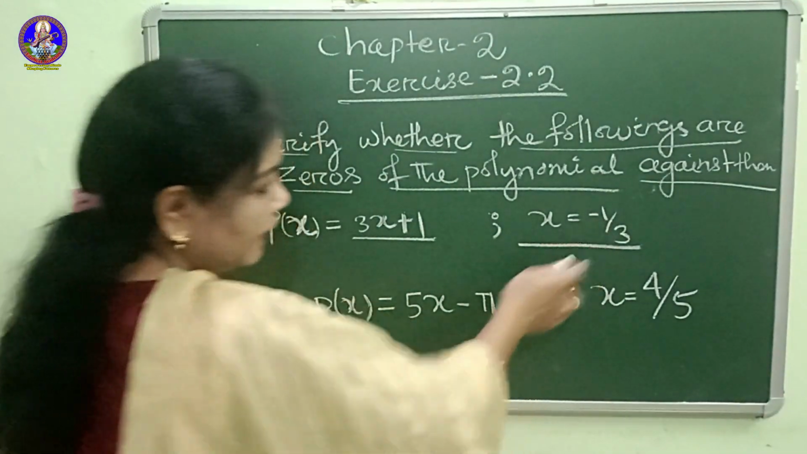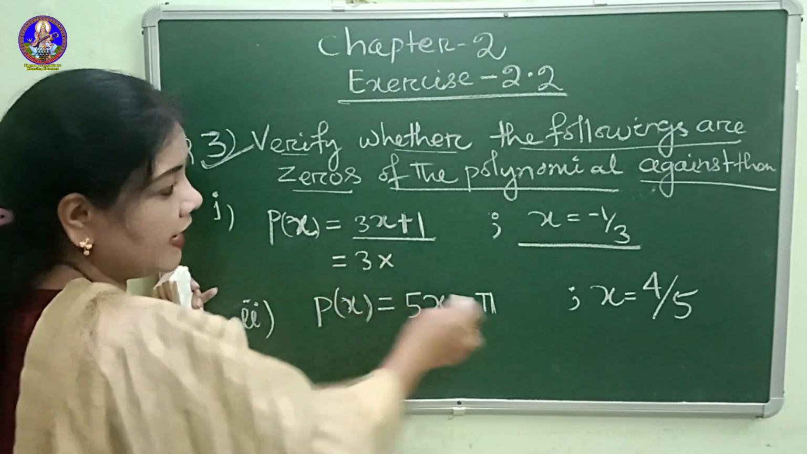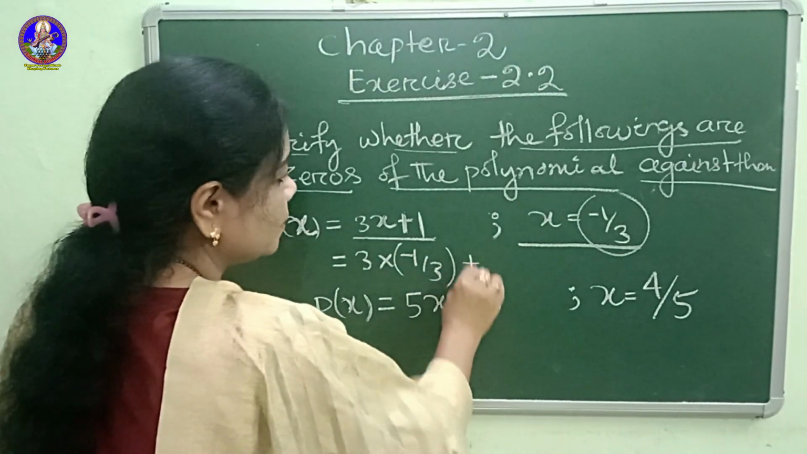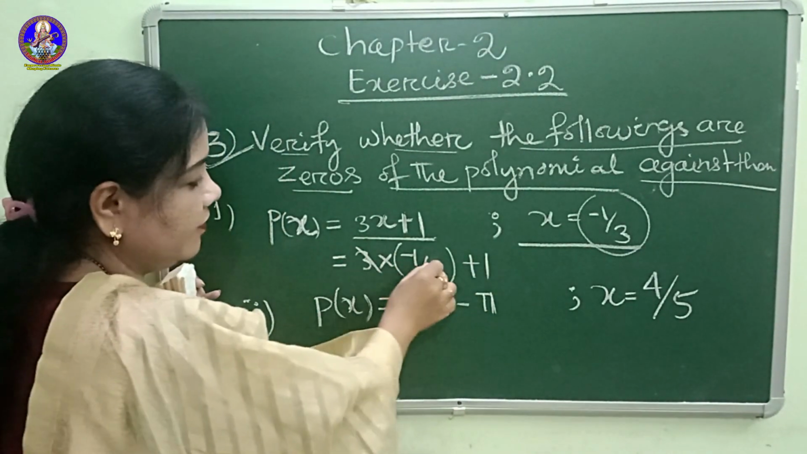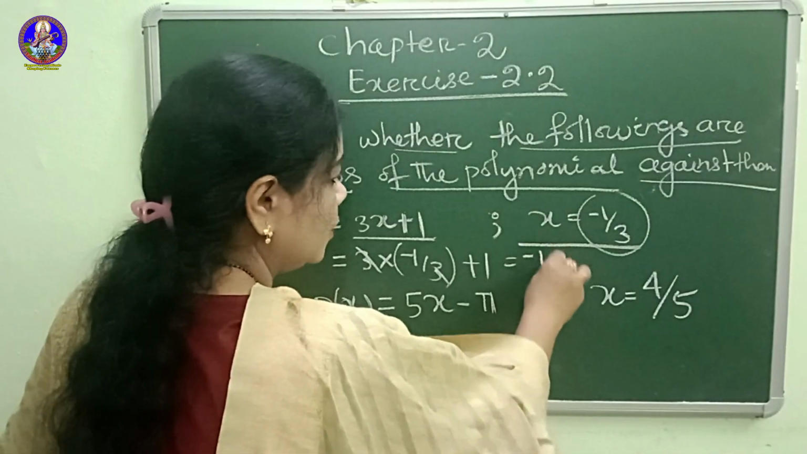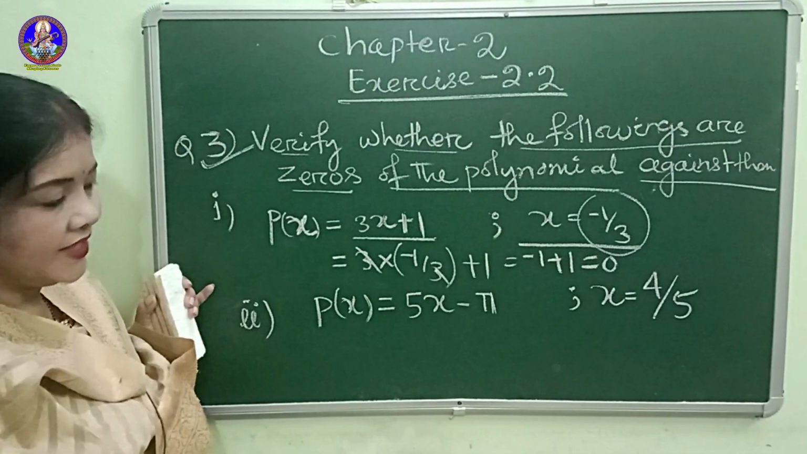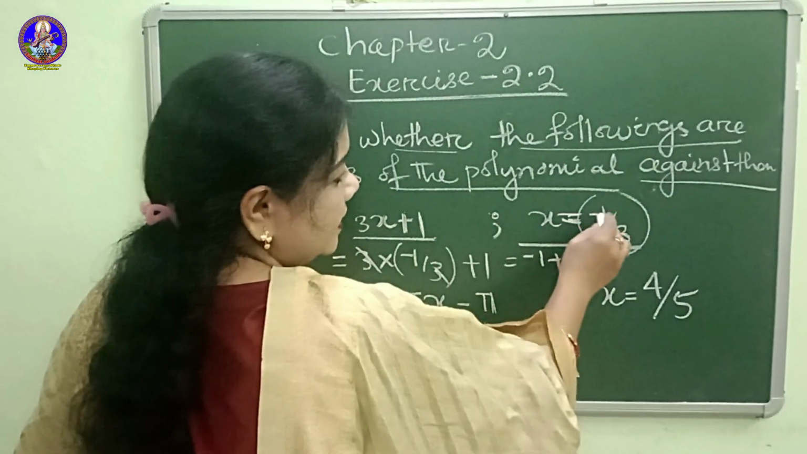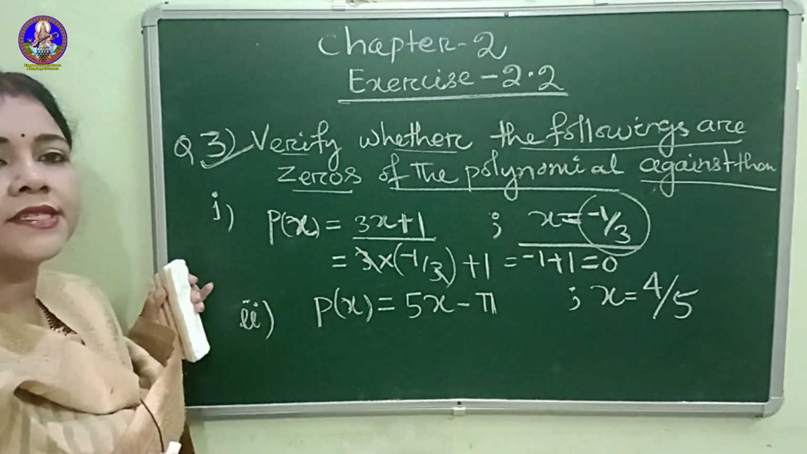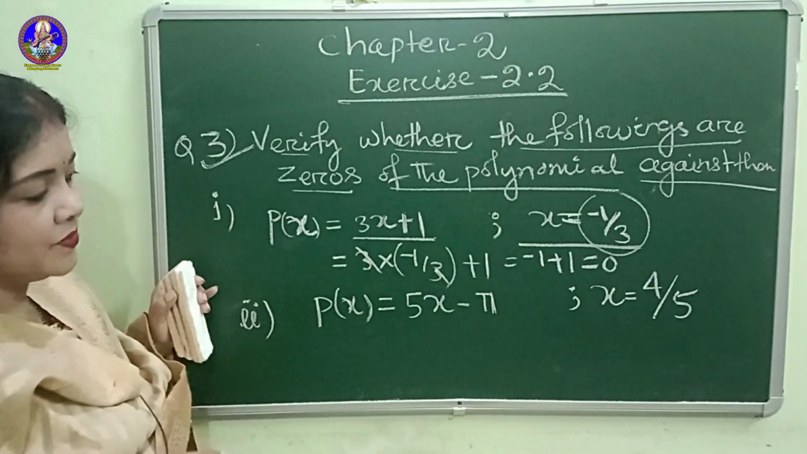So here x is equal to minus 1 by 3. We have to put this value here: 3 times minus 1 by 3 plus 1. The 3s cancel, so this becomes minus 1 plus 1. We got the result as 0. So yes, x is equal to minus 1 by 3 is the zero of the polynomial p of x, where p of x is equal to 3x plus 1.